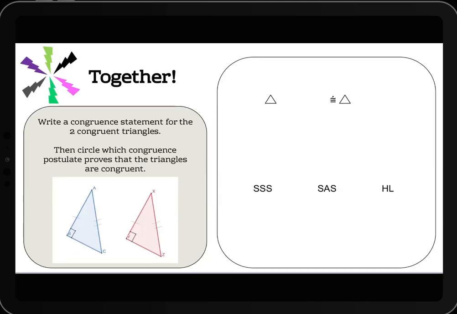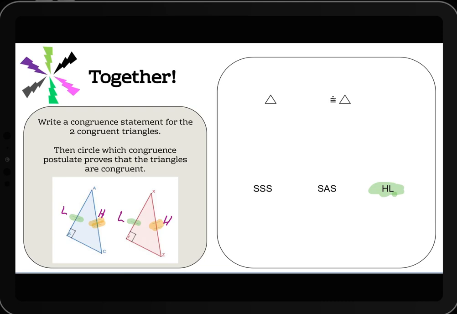So let's go ahead and practice this together here. We want to write two congruent statements for the congruent triangles below, and we want to circle which of the congruence postulates or theorems is viable for this particular example. Here we can see that there is a leg that is clearly labeled here and here, and we also have a hypotenuse labeled here and here. So this is a leg, this is a leg, this is a hypotenuse, and this is a hypotenuse. So that means that the hypotenuse leg congruence is going to be the acceptable answer in this example.